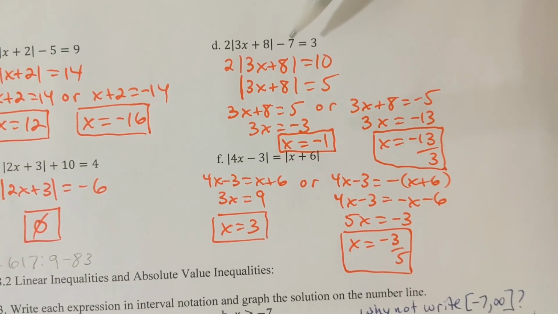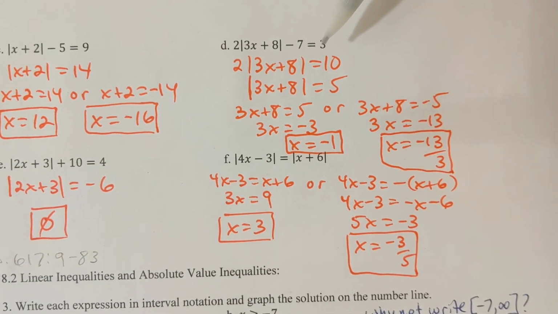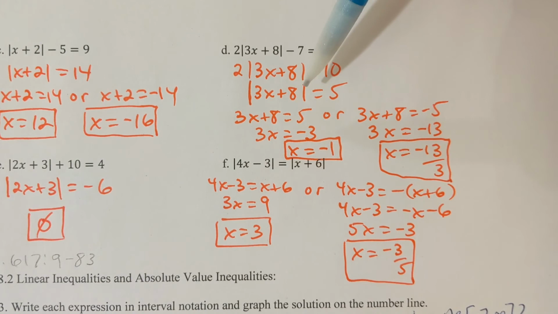Part D, solve for x. So yeah, again, we want to get the absolute value expression alone, which means in part D, I'll want to add 7 and divide by 2. 3 plus 7 is 10. 10 divided by 2 is 5.